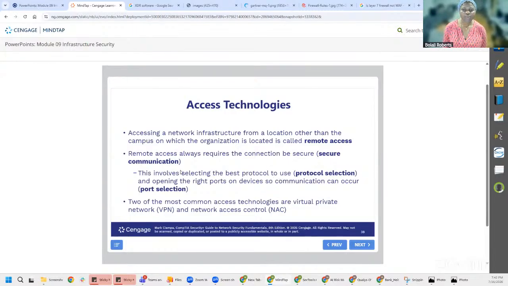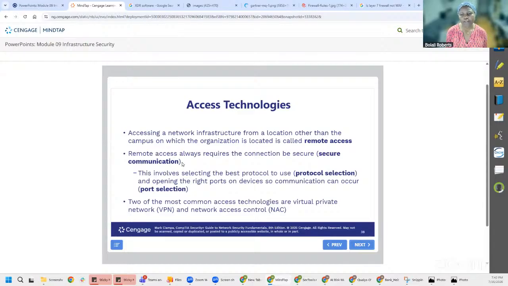Okay. Next, we have access technologies. It is practically impossible to be in every location, or to configure servers at every location, or to travel to every branch of the organization, or to be physically present to manage systems and servers and endpoints. Sometimes what is needed is remote access.